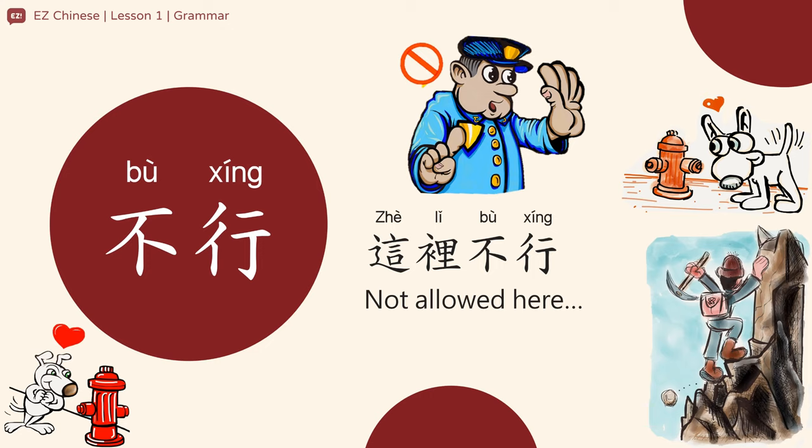不行，这里不行, not allowed here. You are not allowed to do that here. 不行 is used by people in authority, parents, teachers, bosses, and policemen, to inform someone they are not allowed to perform certain actions, like parking illegally, climbing certain mountains without a permit, or swimming in certain areas.